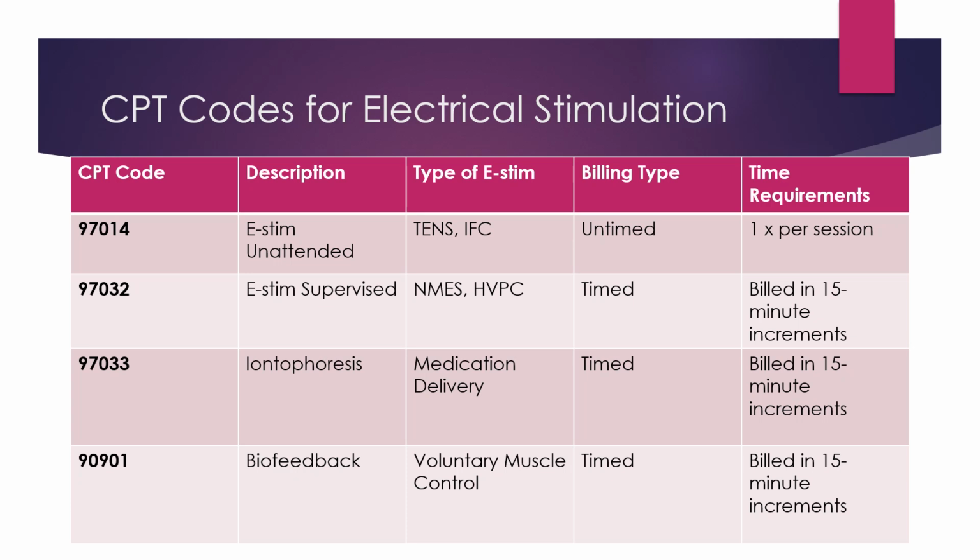Then we get into the CPT code 97033, Iontophoresis. Just remember that we're trying to deliver some form of medication with this particular modality. This is a timed unit and can be billed in 15-minute increments. And then we have our last one, 90901, biofeedback. So looking at voluntary muscle contraction or relaxation. This is another timed unit and again billed in 15-minute increments. So just having a decent understanding of these different CPT codes is going to help you when you get into your clinical rotations.